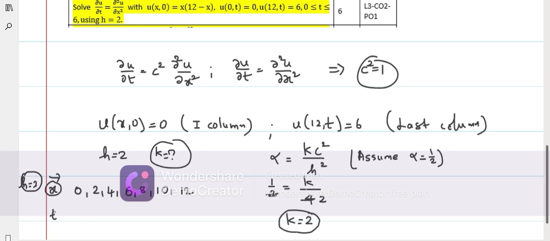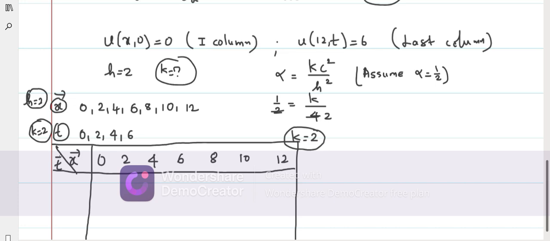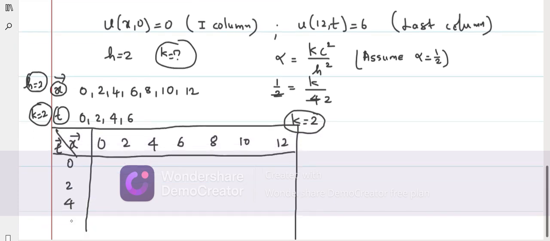And how can you write the values of t? Here the step size is calculated as 2. So look at the condition here. The t values are from 0 to 6, with the step size 2. What are the t values here? So let me write the t values. It is 0, 2, 4, and 6.